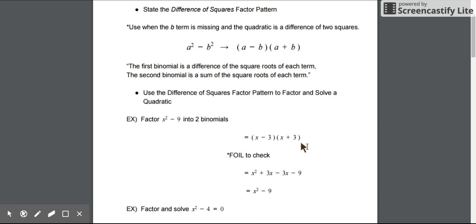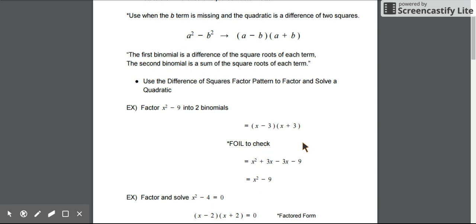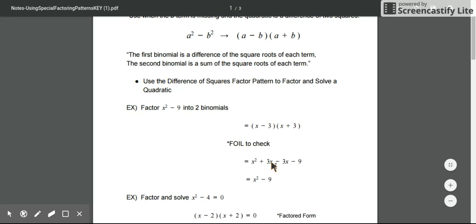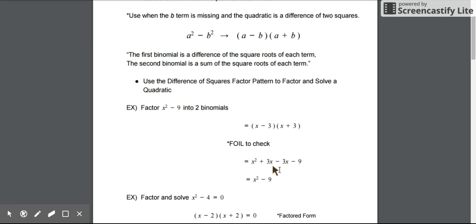So let's see why this special pattern works. If we FOIL, we get x times x, which is x squared, x times positive 3, which is positive 3x, negative 3 times x is negative 3x, and negative 3 times positive 3 is negative 9. Notice how our first and last terms are going to be all that's left when our middle terms, which always end up being opposites of each other with difference of squares, end up canceling each other. So positive 3x and negative 3x will cancel. And that's how we end up with only two terms, and we're missing our b term.